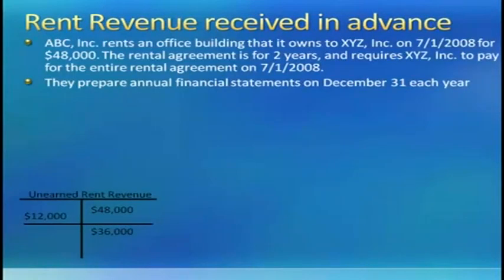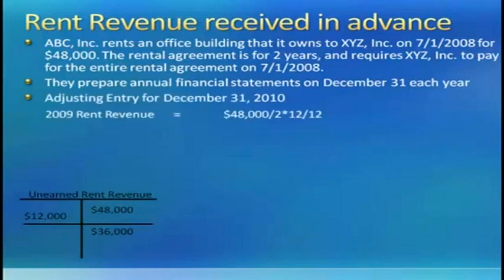If we continue with this example through 2009, we'll see that in 2009, the entire year's worth of rent would have been earned from the beginning of 2009 to the end of 2009. So in this case, the adjusting entry at the end of 2009 would actually be for the full $24,000, the annual rental revenue. So for this one, you can take the $48,000 total amount divided by 2, since it's a 2-year rental agreement, and multiply it by 12 over 12, or just 1 year, and you end up with $24,000.